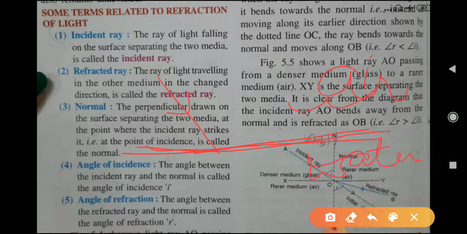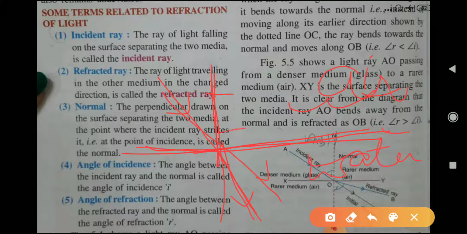Now, what is the refracted ray? A ray of light traveling in another medium in a changed direction is called the refracted ray. As this is from a rarer to a denser medium, it bends slightly towards the normal. This is the original path and it is bending towards the normal. So this ray is the refracted ray.